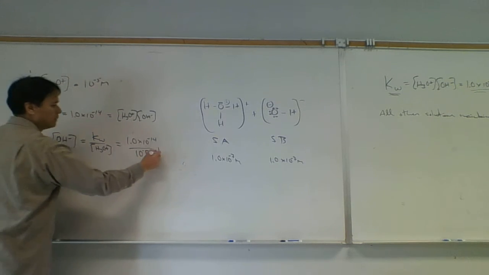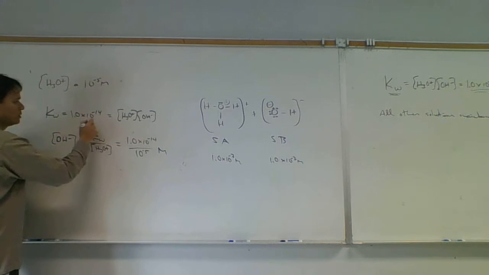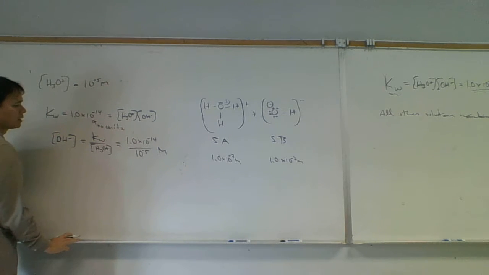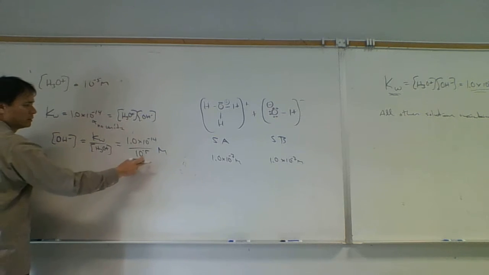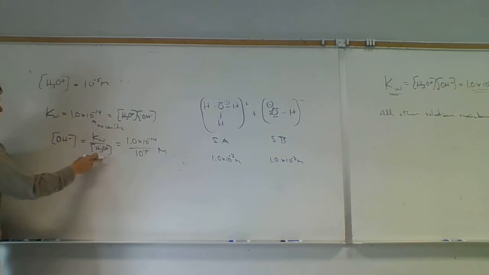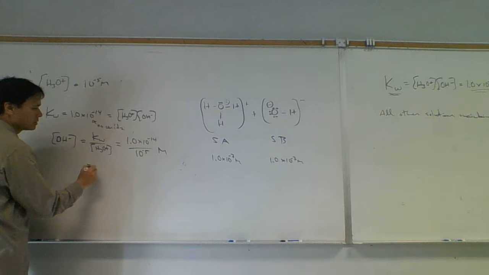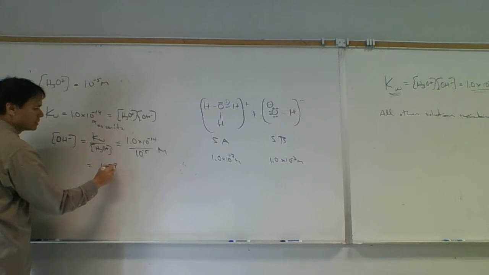So the units are going to be molar here. Interestingly, Kw and these ratios have no units, but the concentrations do have a unit. The concentrations are given by these square brackets here. That's molar here. And so this is just going to equal 10 to the minus 9 molar hydroxide.